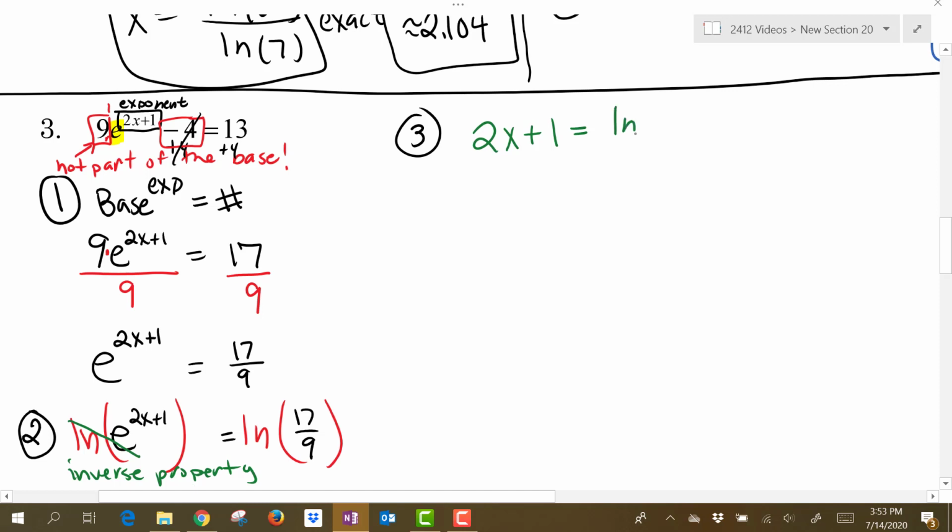But on the other side, we still have natural log of 17 over 9. Be careful, sometimes when we cancel out the log on the left side, we have a tendency to also cancel out the log on the right side. But that right hand side doesn't have any properties, it didn't have that inverse property, so we have to leave it as natural log of 17 over 9.